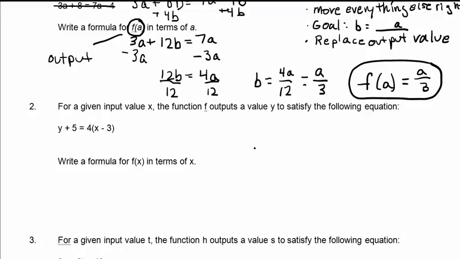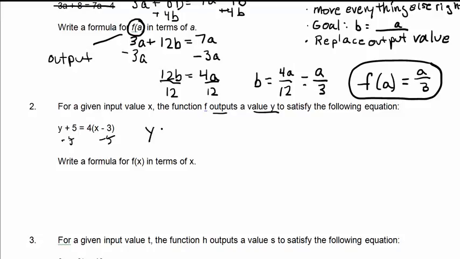Our first goal is we're going to move all our output values to the left. Our output values this time are y. So we're going to make sure the y is on the left side, which it is. Great. Move everything else to the right. We don't want this 5 here, so we're going to subtract 5 from both sides.